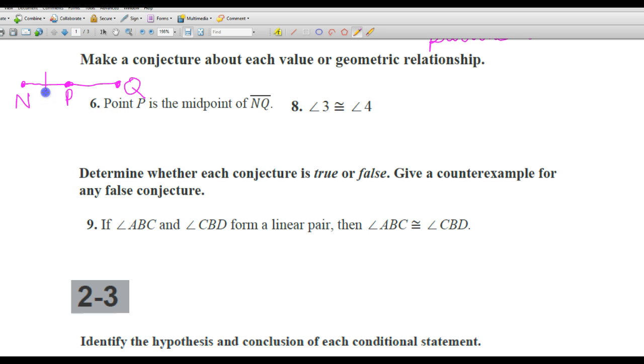Well, we know that this length will be the same as this length. So these two segments have to be congruent if P is the midpoint of NQ. So that's what we would write. Segment NP is congruent to segment PQ.